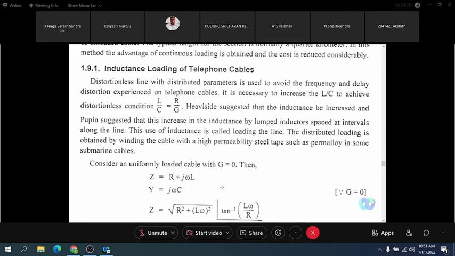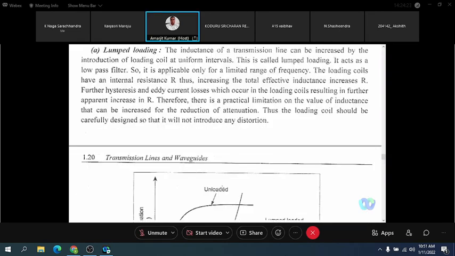This PDF I will share with you. You can study patch loading, continuous loading, lump loading.